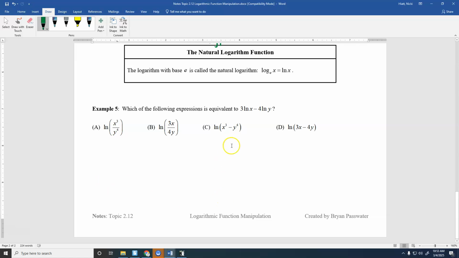So if I have something like 3 natural log of x minus 4 natural log of y, then I would be combining these just like I've done the others. First thing that has to happen, coefficients have to be brought in as exponents. So that would give me natural log of x cubed minus natural log of y to the 4th. And then that's going to be division whenever I have subtraction. So that's going to be natural log of x cubed over y to the 4th. There. And so A would be my answer for that. Okay. Questions?